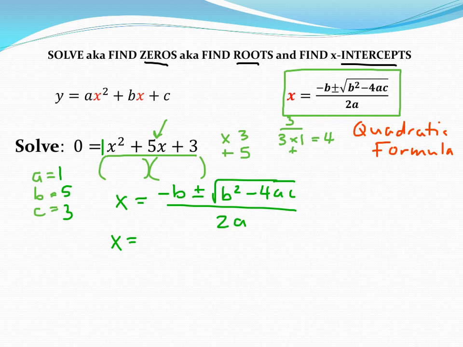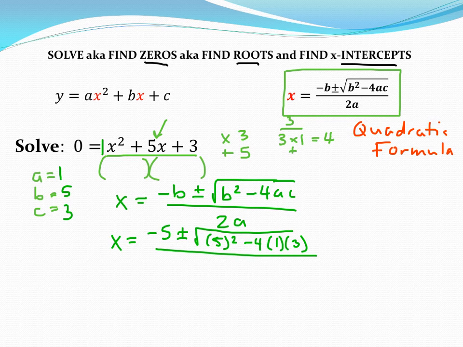So I have negative b, well b is 5, so that means negative 5, plus or minus, I'll talk about what the plus or minus means, the square root of b squared, so that's going to be 5 squared minus 4 times a, which is 1, times c, which is 3, all divided by 2a, which is 2 times 1. So all I did is plug everything in, and now all I have to do is simplify. Plug and chug, that's what I like to say, you're solving.